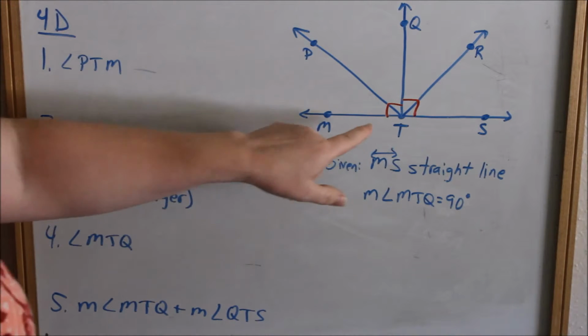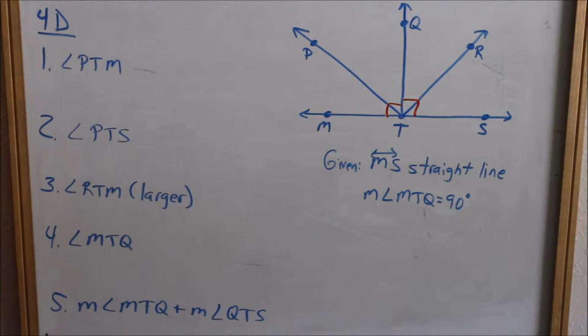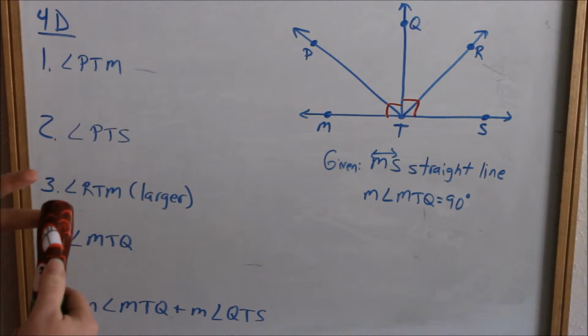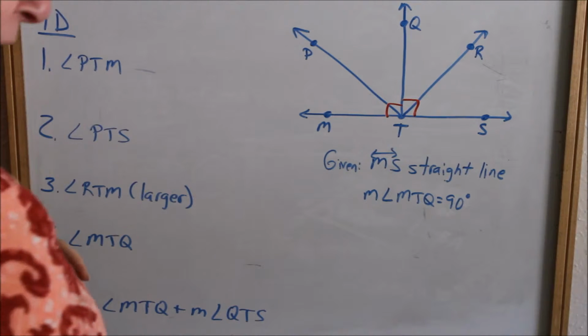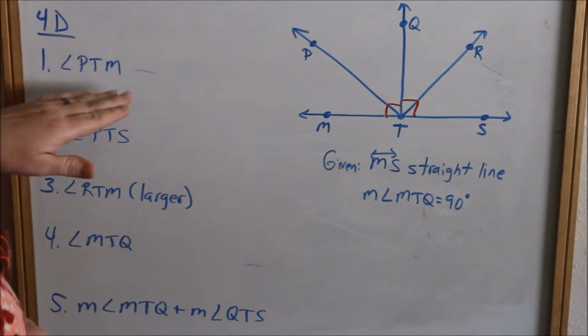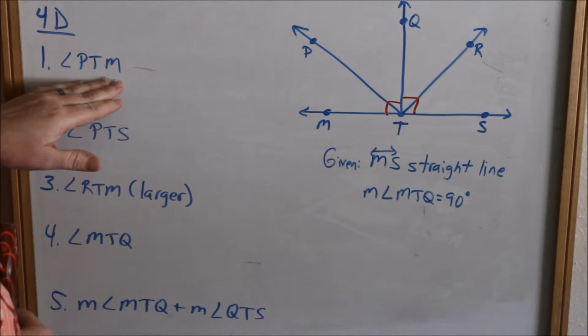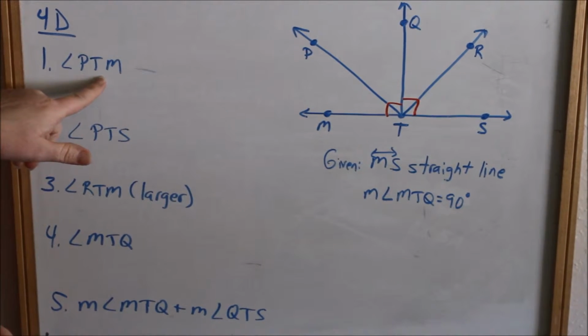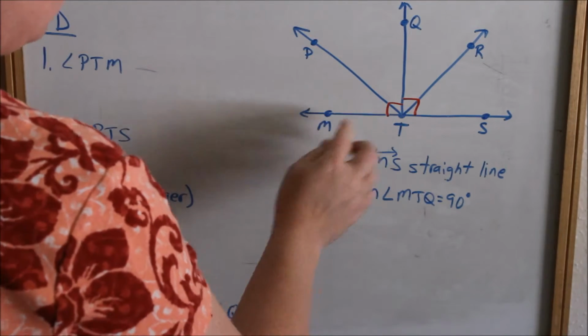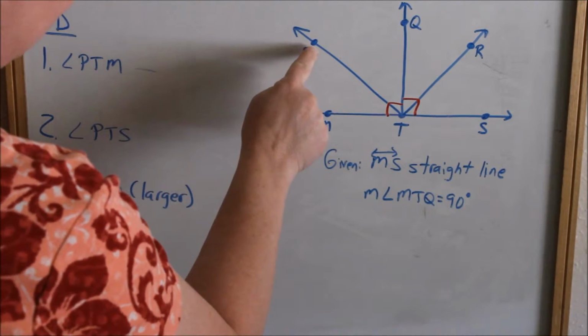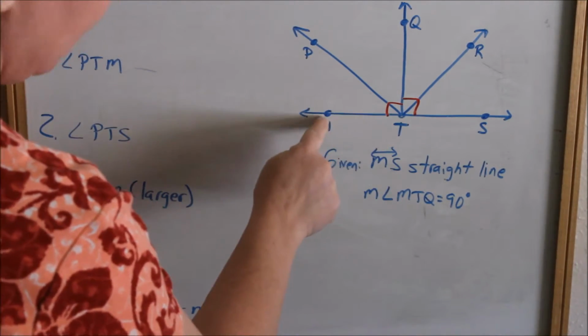Alright, now let's use this information to answer the questions over here. They're asking you, in the instructions, what type of angle do you have? In other words, is it a right angle, a straight angle, acute, obtuse, or reflex? Okay? And in the instructions, they're telling you to look at the smaller angle unless otherwise noted. So, let's look at angle PTM. Again, I recommend you follow your letters, PTM.